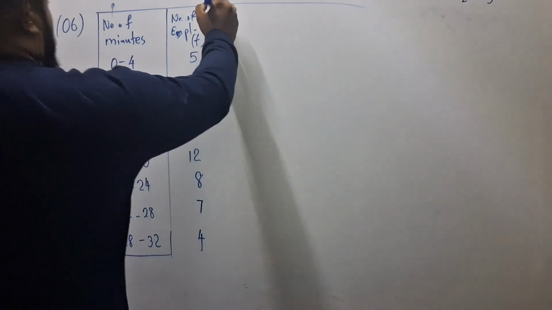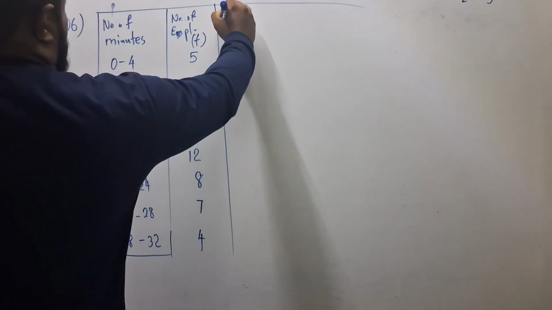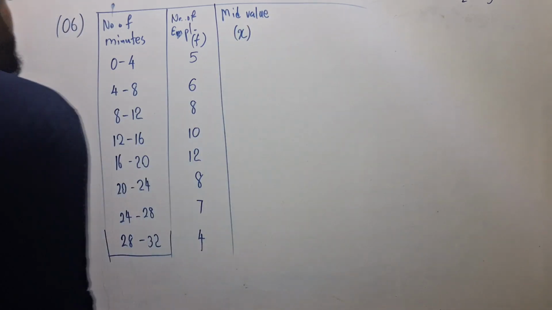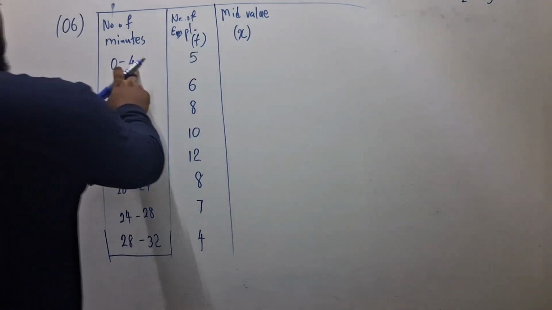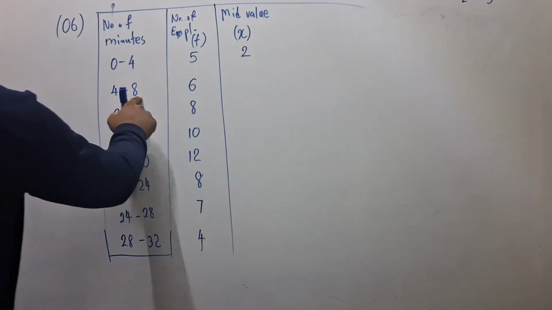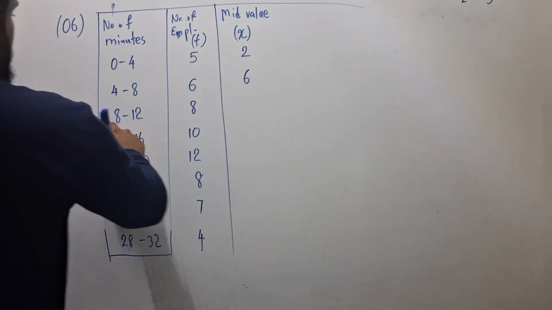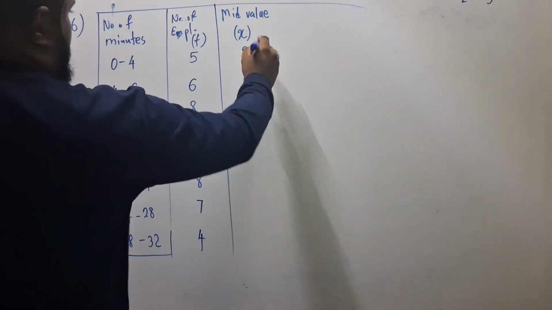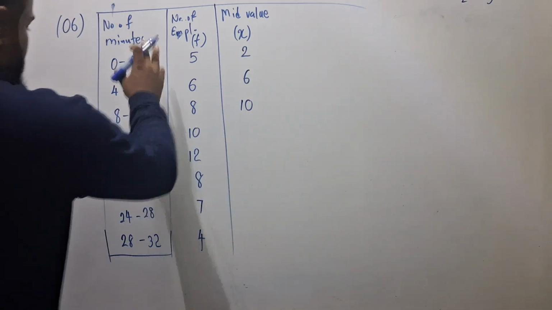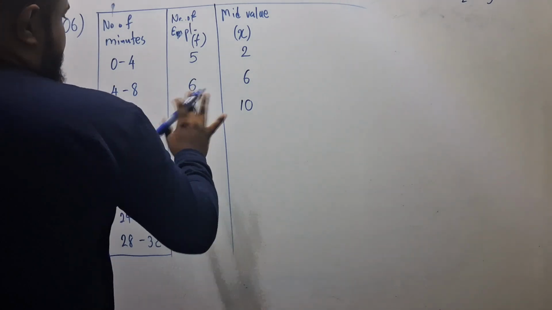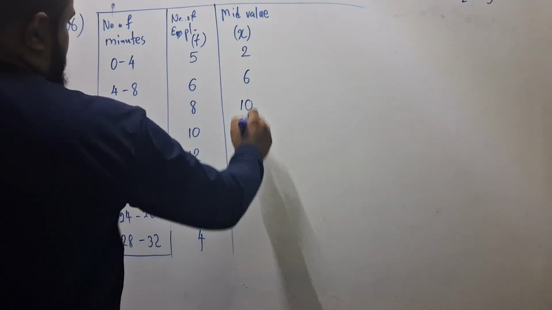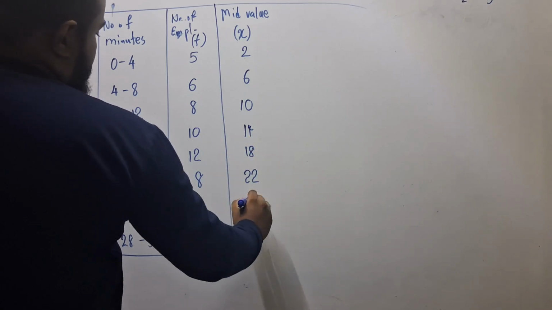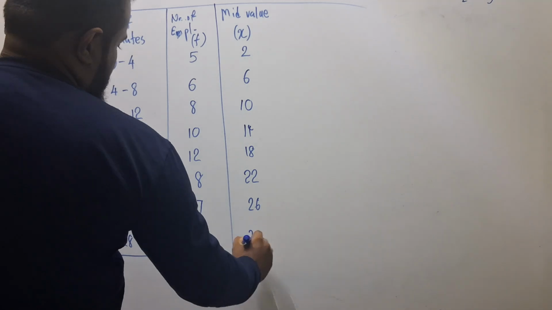Then mid value. For mid value we use x. Mid value: 0 plus 4 is 4, divided by 2 is 2. 4 plus 8 is 12, divided by 2 is 6. 8 plus 12 is 20, divided by 2 is 10. After doing two or three, you can see the gap is 4, so no need to add and divide, just use the gap. 14, 14 plus 4 is 18, 22, 26, 30.